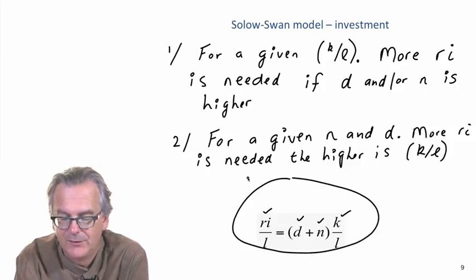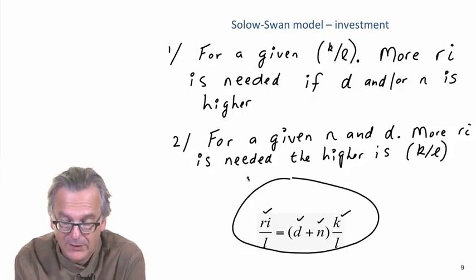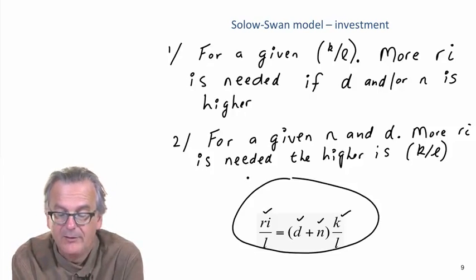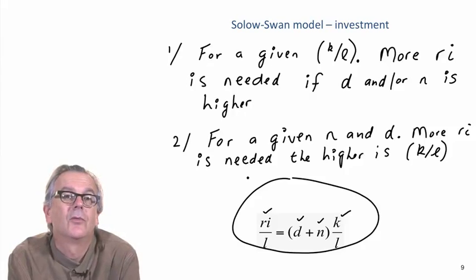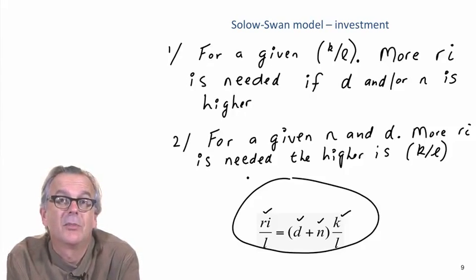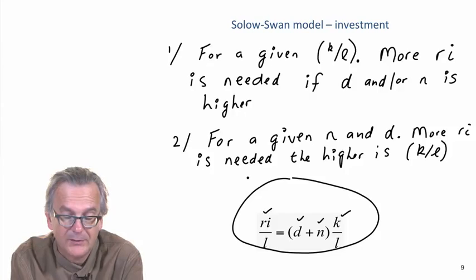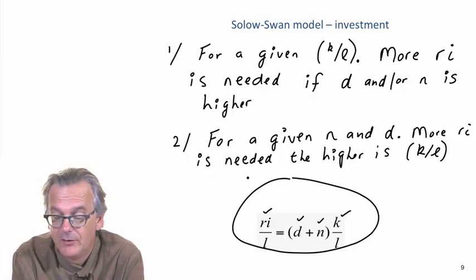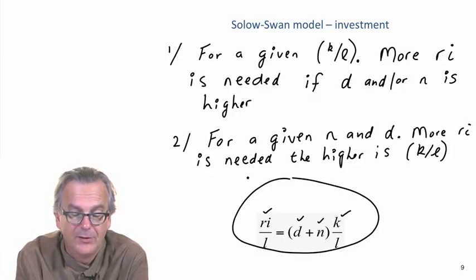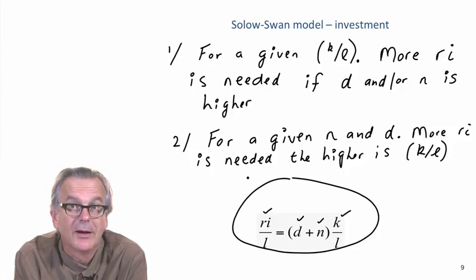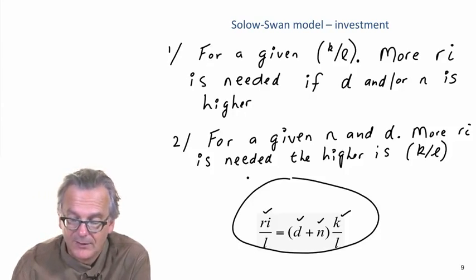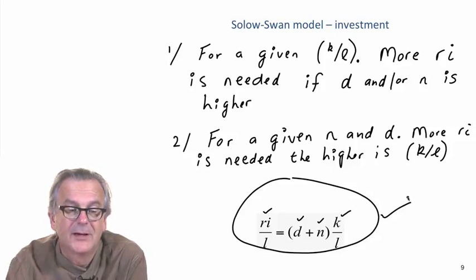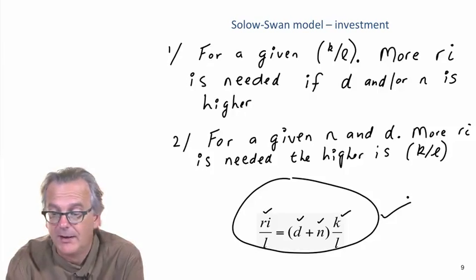Both those observations are consistent with this little equation here. For a given value of the capital labour ratio, the higher is depreciation and population growth, the more replacement investment is needed. For given depreciation and population growth, the higher is the capital labour ratio, the more replacement investment is needed. This little mathematical expression simply summarises the two possibilities that I've identified in the top part of this slide.